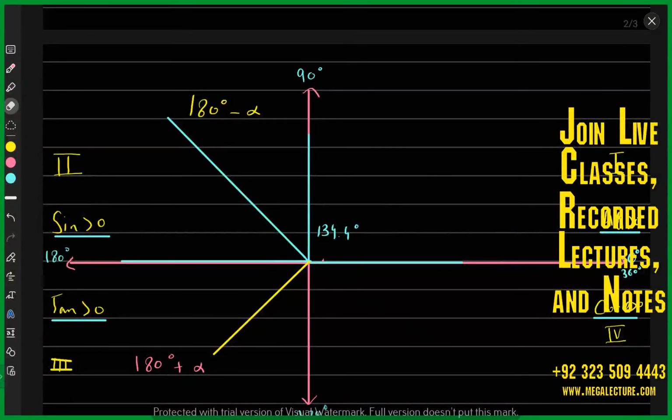So now you know that cos theta is negative. Where is cos theta negative? Cos theta is negative in the second quadrant, because in the second quadrant only sine is positive. So that means tan and cos both are negative. And cos is negative in the third quadrant because only tan is positive in the third quadrant.